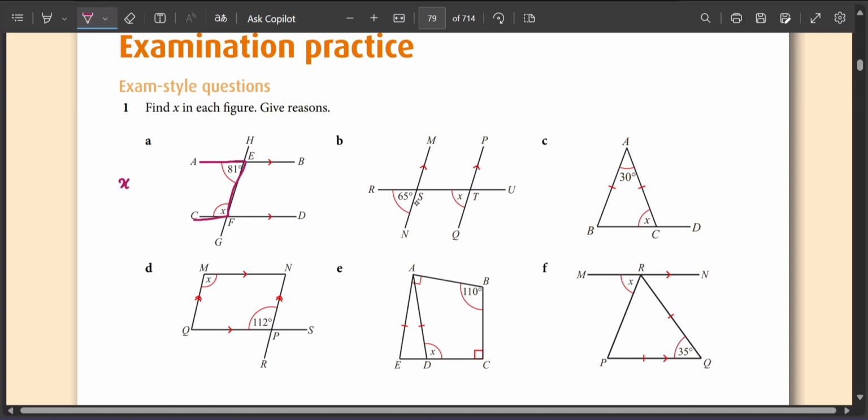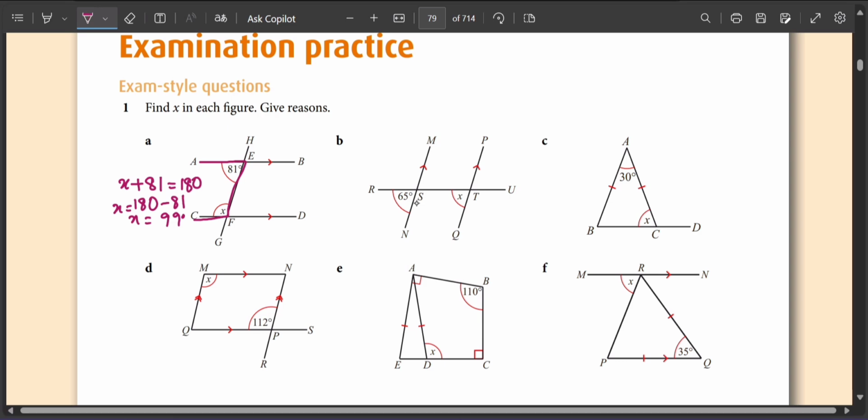We all know that in the co-interior angles or the C angles, we need to combine them. x plus 81 should be equal to 180. So x is going to be 180 minus 81, which is going to be 99. So we are going to say that x is equal to 99 degrees due to co-interior angles being supplementary.